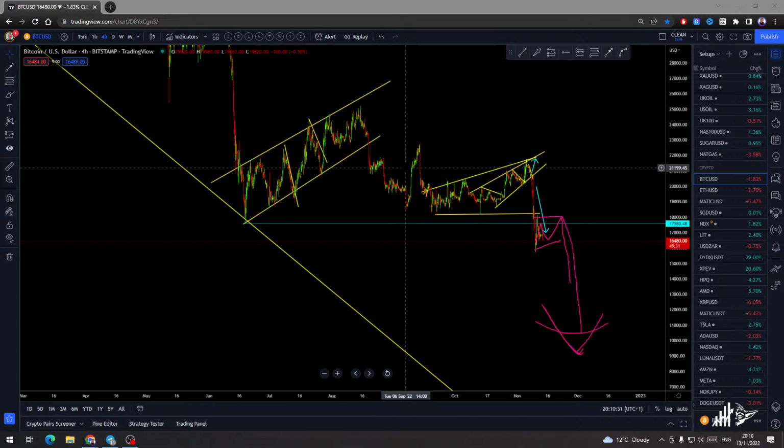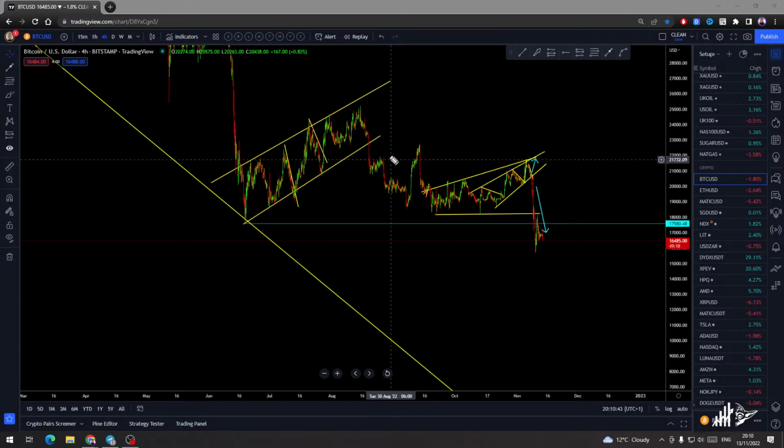So investing in crypto, it's not the time yet. For investing in crypto, it's not the time now. We have to wait more, because something like this can appear over there, then it can go lower, right? So be cautious.